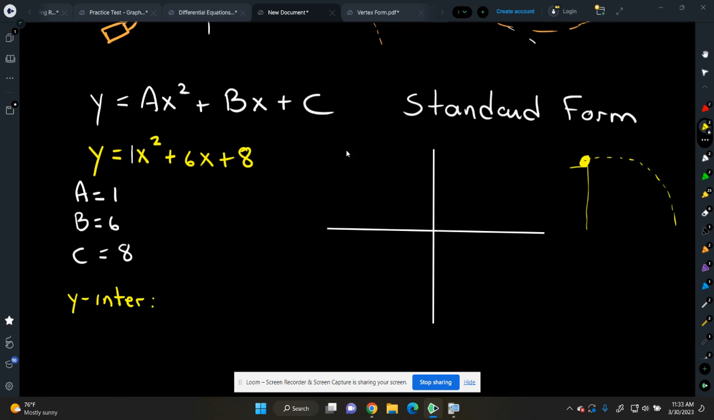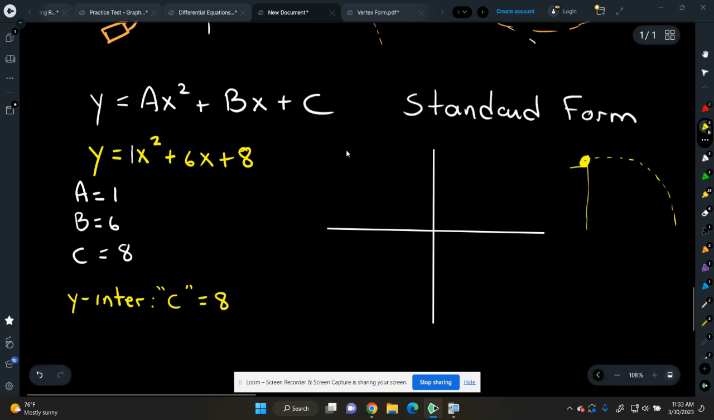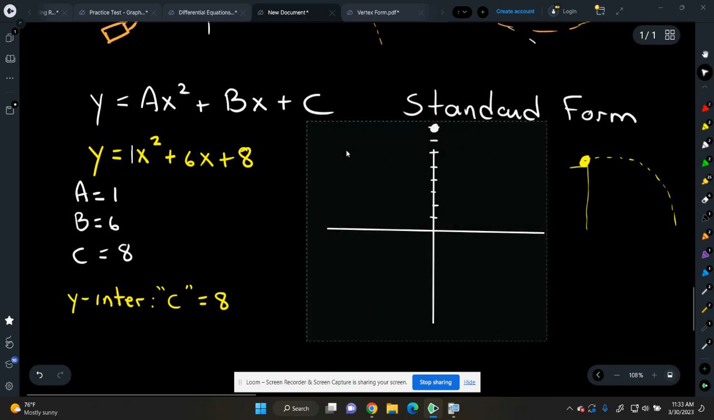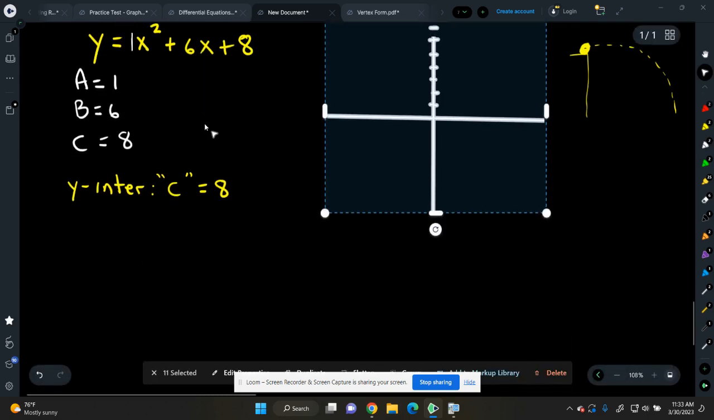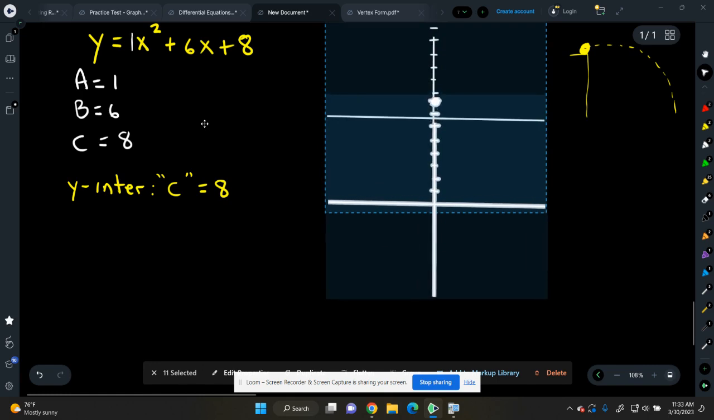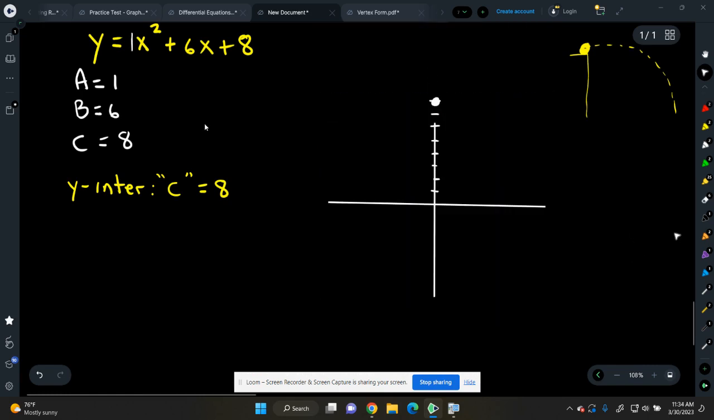So the y-intercept is actually the c value. So the y-intercept in this case is 8. That means it's going to cross the y-axis at 8. So the y-intercept is always c? Yes, when it's in this form. Sometimes you have to put it in that form, but we're not going to do that today. Okay, so there's my y-intercept.